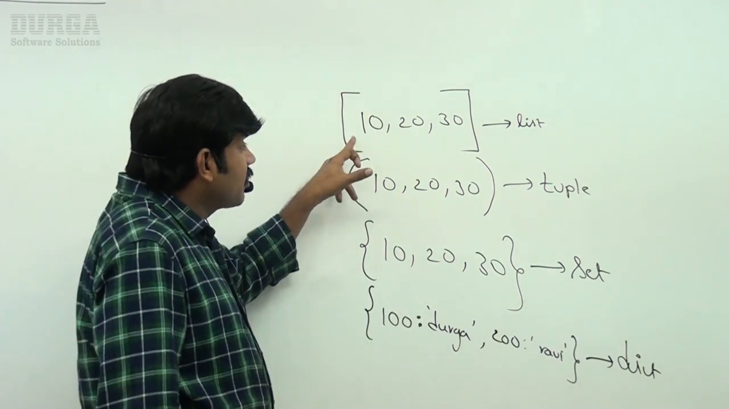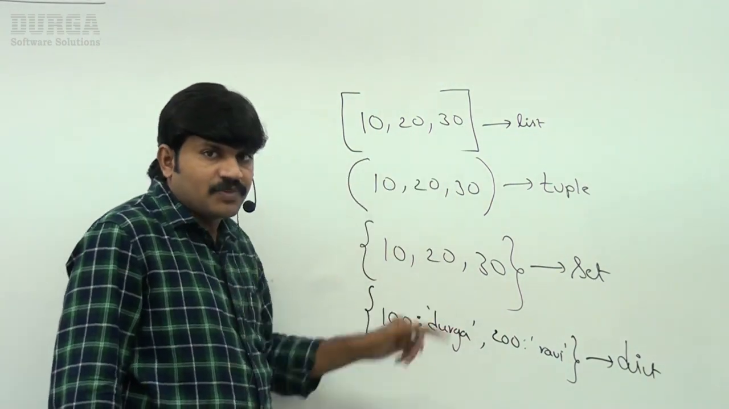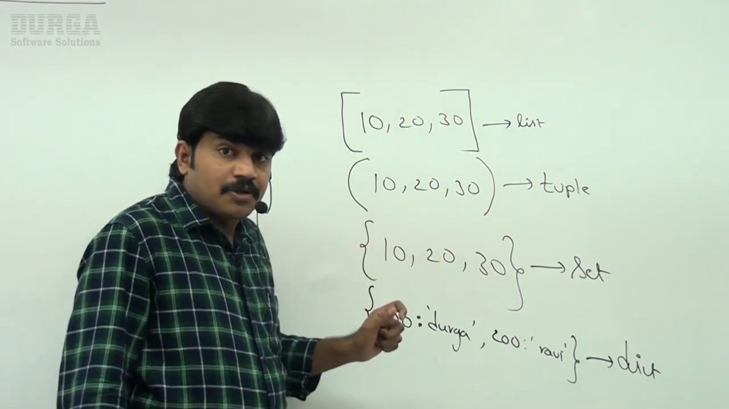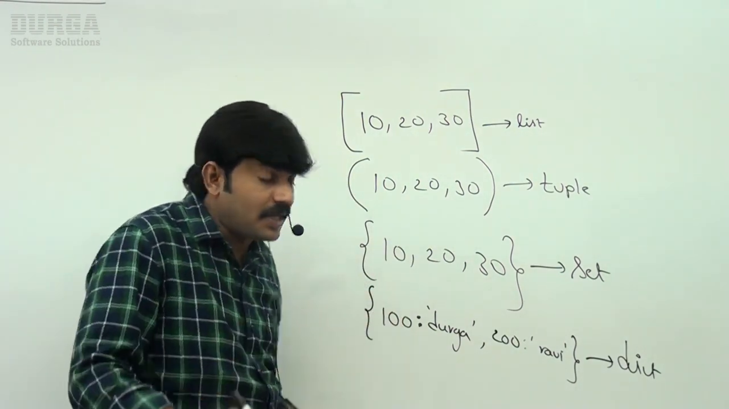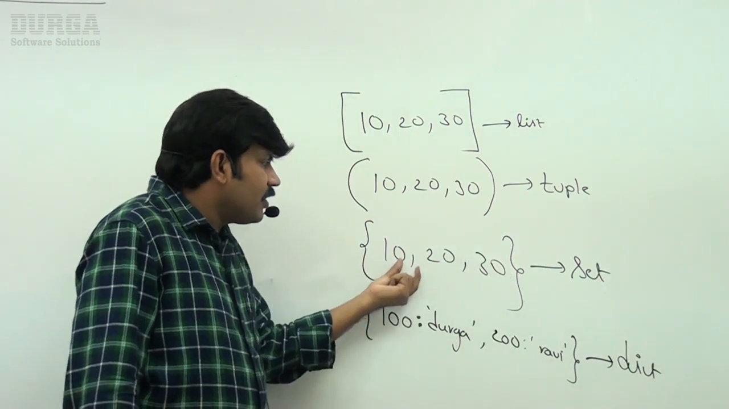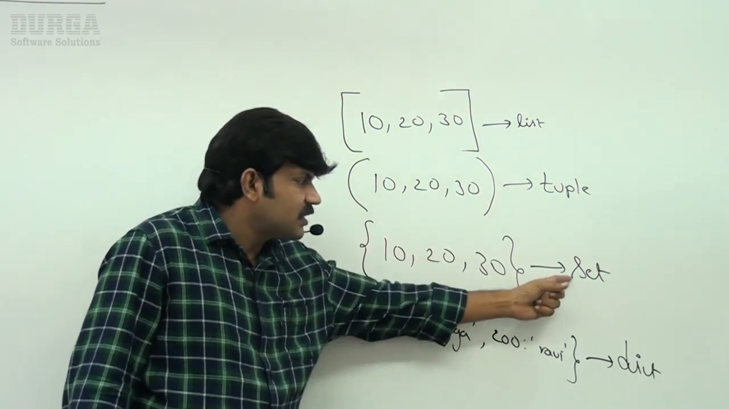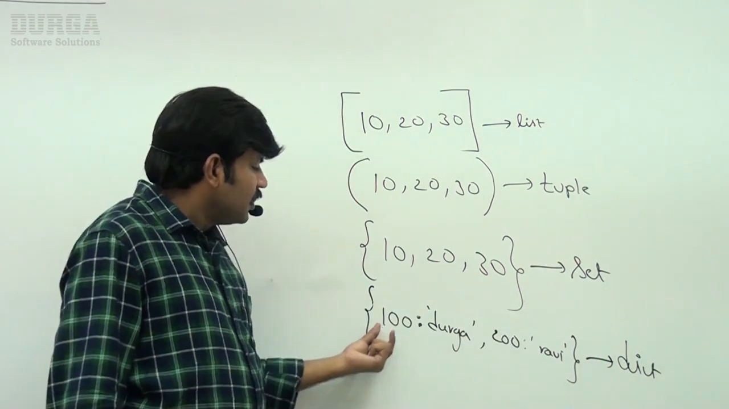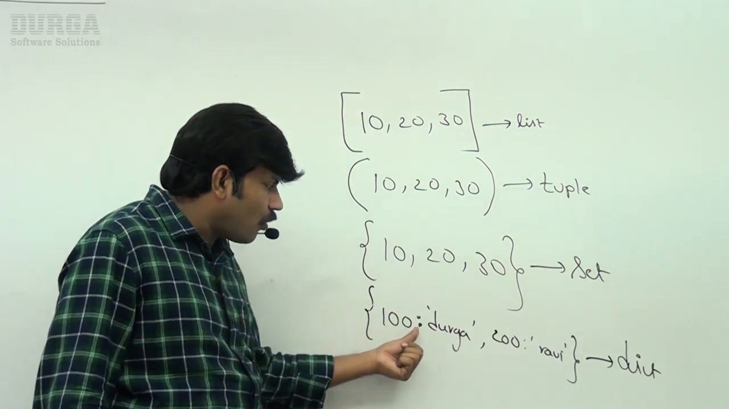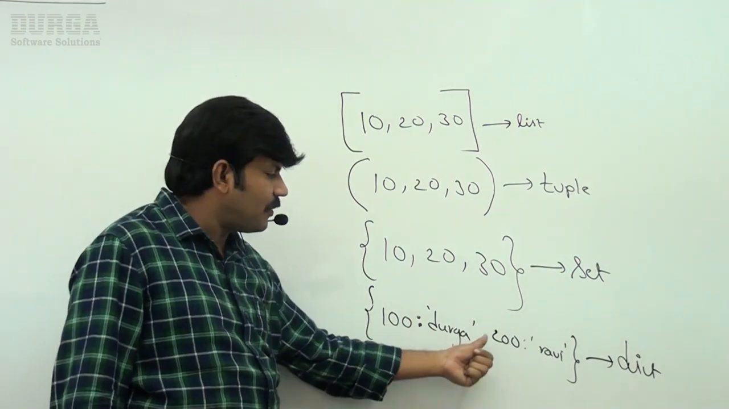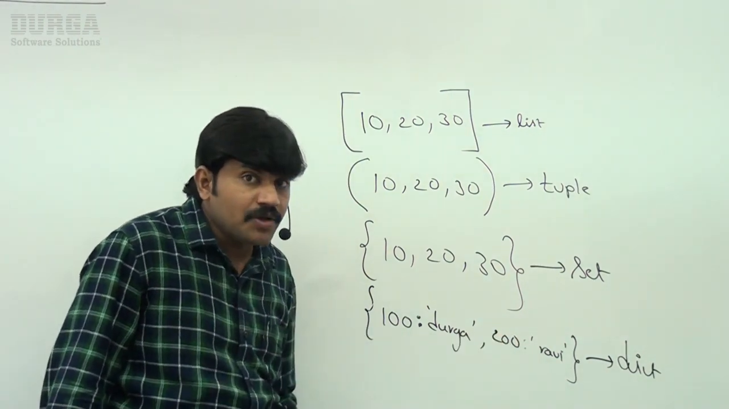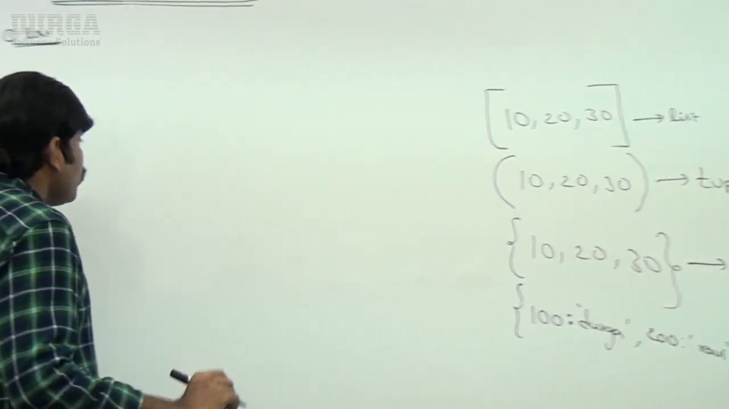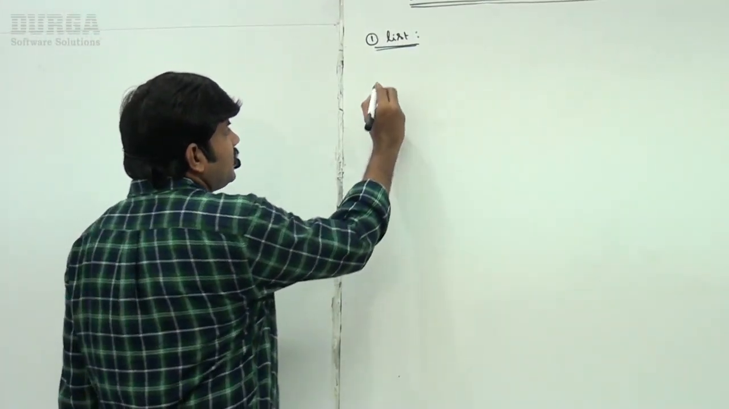Square bracket representation, what is this concept? List concept. Next, parenthesis concept, what is this one? Tuple concept. Curly braces, first value, comma, second value, comma, third value, set concept. Again curly braces with key value, first value colon key value, comma, key value, then we go for the dict concept.